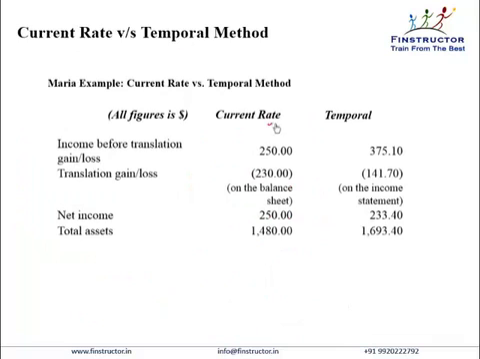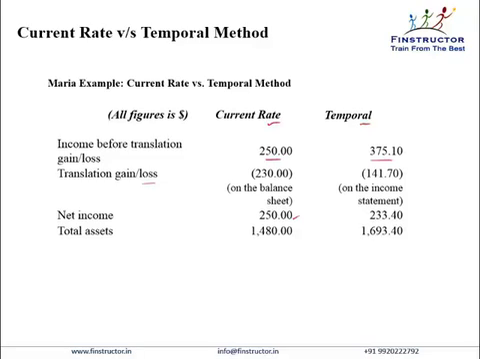So if we compare the current rate method to the temporal method, the income before any translation gain or loss was $250 in the current rate method and $375 in the temporal method. The translation gain or loss in the current rate method was $230 minus, which was taken on the balance sheet. It was $141.7 minus, that was taken on the income statement. The net income isn't impacted by this translation gain or loss in the current rate method, so it remains the same as $250.